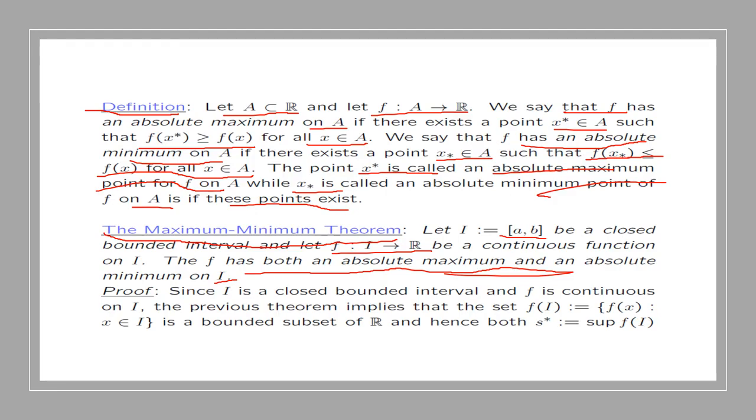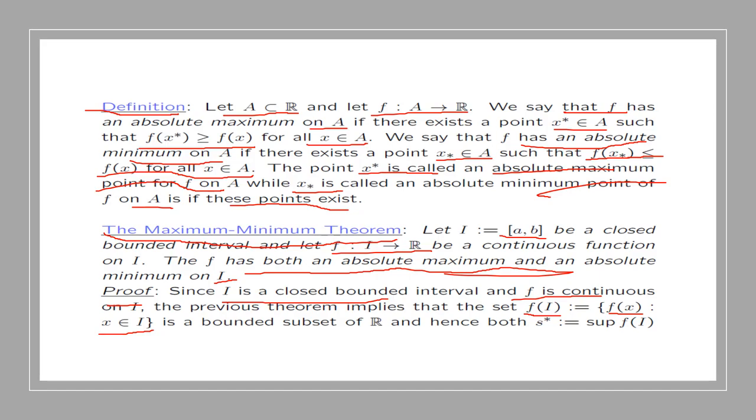So let's look at the proof. Now, from the previous video, we know that if I is a closed bounded interval and f is a continuous function on I, then f is bounded on I. Since I is a closed bounded interval and f is continuous on I, the set f of I, which is the collection of all points f of x such that x belongs to I, is a bounded subset of R. That's what we mean by saying that f is bounded on I.